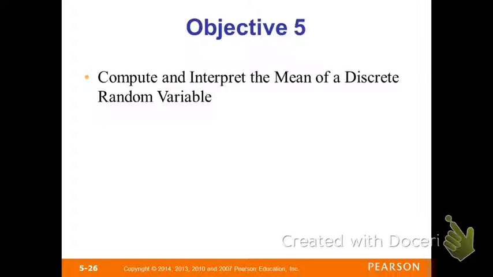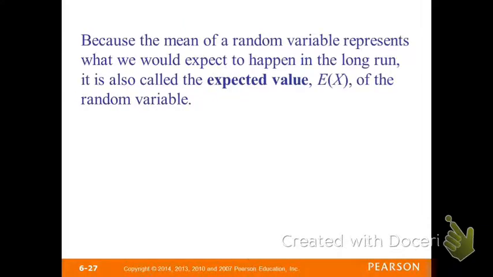So, computing and interpreting the mean of a discrete random variable: we want to interpret it because the mean of a random variable represents what you expect to happen in the long run. It's also called the expected value of the random variable. So the expected number of DVDs we would expect a person to rent is 1.49. That's the expected value in that instance.